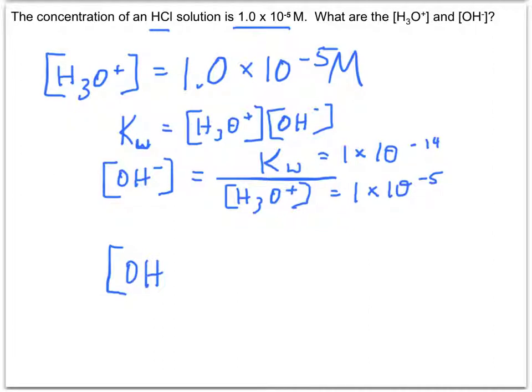Using our scientific notation math skills, we can see that 1 divided by 1 is a 1. For the exponents, we have negative 14 minus a negative 5, which makes our final answer 1 times 10 to the negative 9.